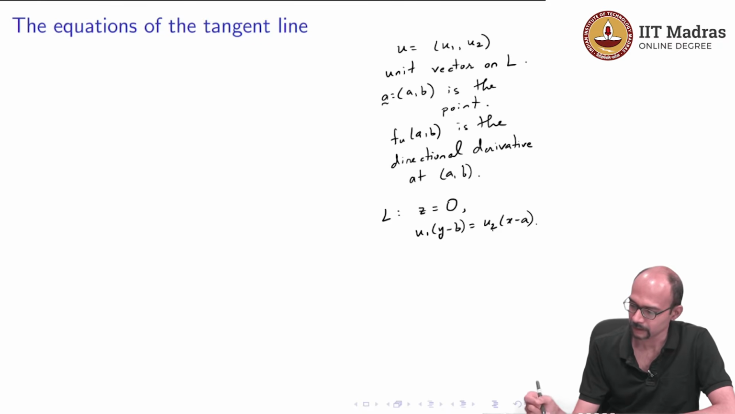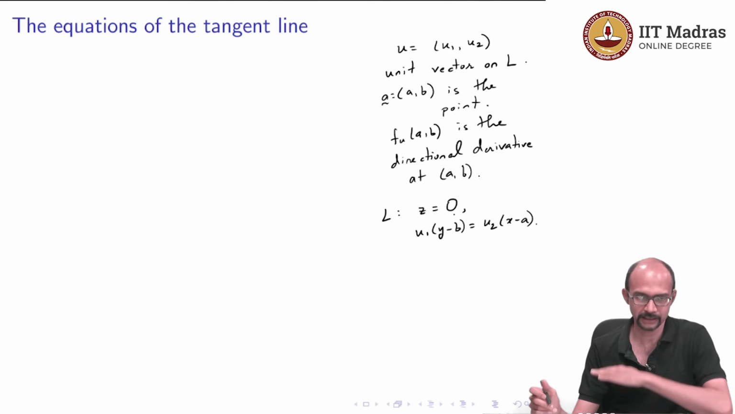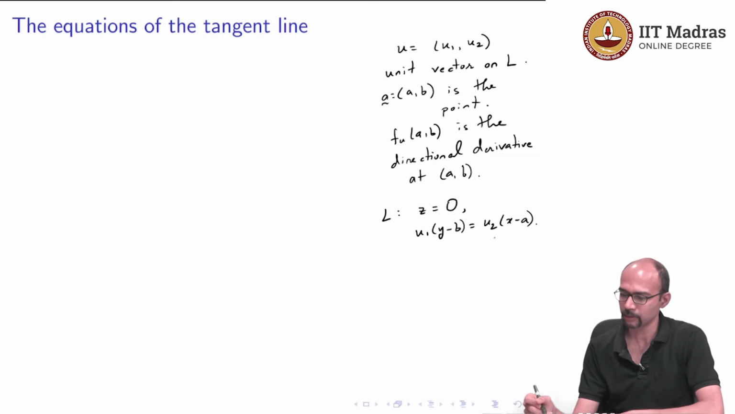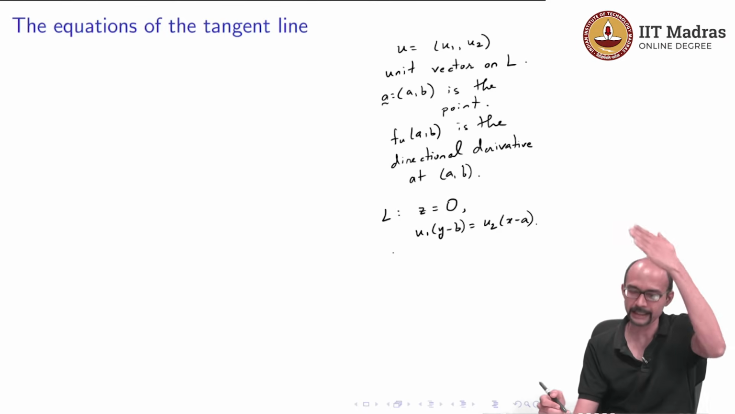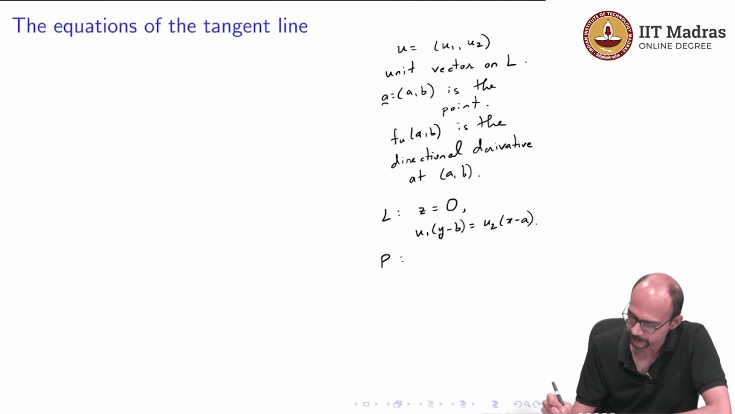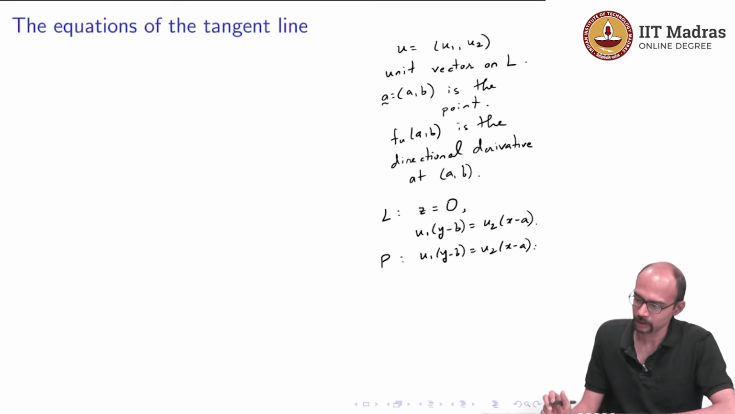So, it is the intersection of these two planes. z is 0 is a plane, that is the xy plane, and u1 times (y minus b) is u2 times (x minus a) is another plane. In fact, if I remove this restriction that z is 0, then that is the plane above the line L. So, the corresponding plane, which I will denote by P, is u1 times (y minus b) is u2 times (x minus a). Okay. So, now this is what I know.